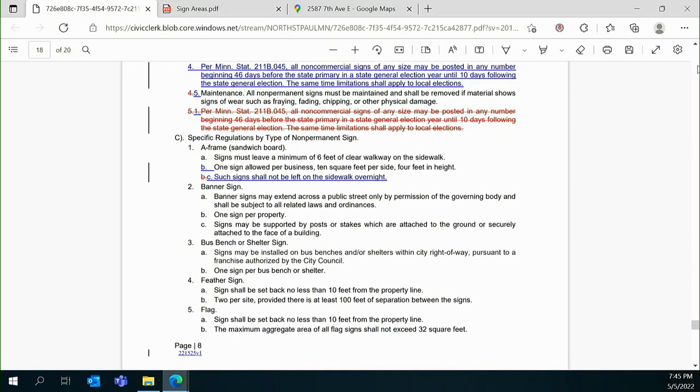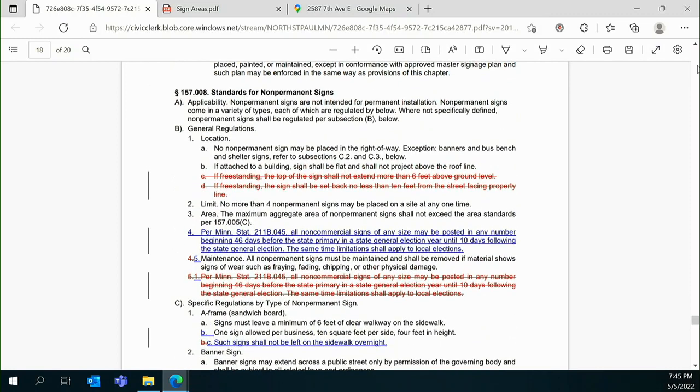Yeah, I think we'd want the same for the feather and the flag, right? Yep, 10 feet, instead of from the property line, can be from the curb. Yeah, from the curb. I agree. And of course, if you say curb and it's a road that doesn't have a curb, then you have a whole separate issue. Or edge of the street. Edge of street or edge of pavement, however we worded it in the parking code. Yeah, that's a good clarification.